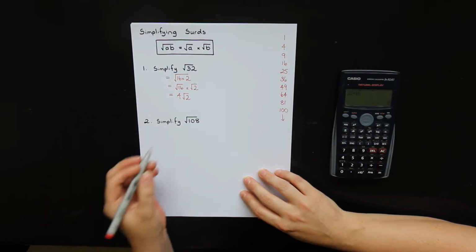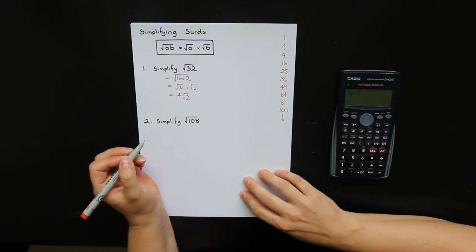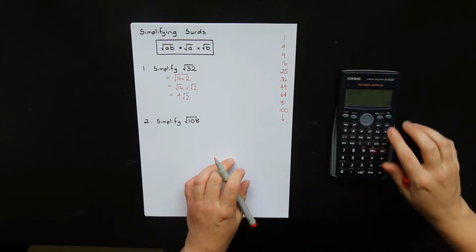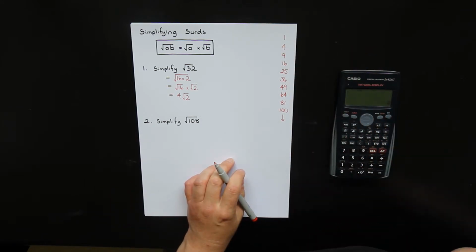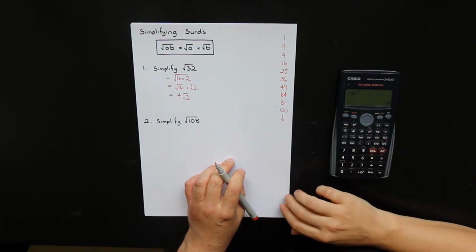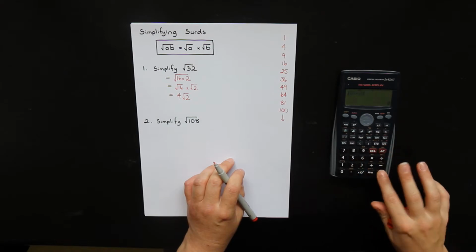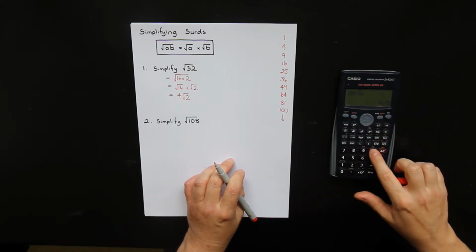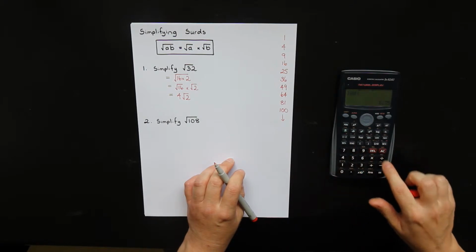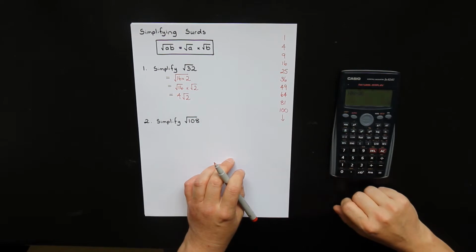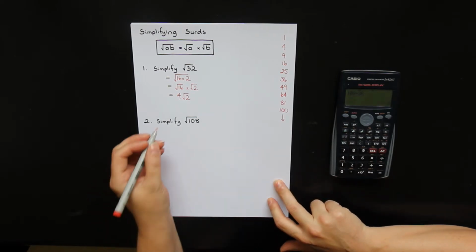Let's try it again. We have the square root of 108. So the first thing we need to do is look through our perfect square numbers here and see what we can divide the square root of 108 by. So let's try 16 again. Well, we get a decimal, that doesn't work. What if we try 36? 36 works. We get 3.